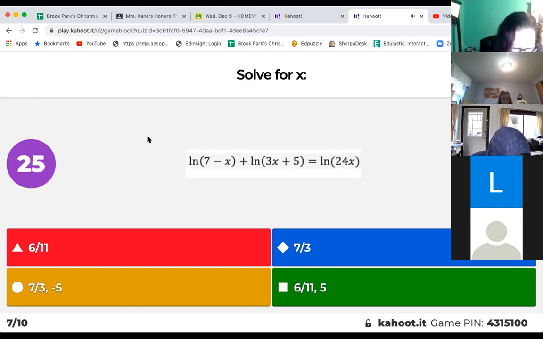A bit of work involved in this problem. So hopefully you're condensing the natural logs on the left using that property.